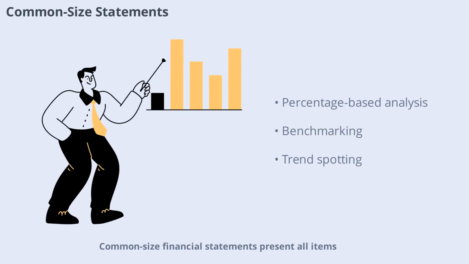Common-size financial statements present all items as a percentage of a base figure, such as total assets or total sales. This approach makes it easier to compare companies of different sizes and analyze trends over time. Common-size statements are particularly useful for benchmarking and identifying structural changes in a company's finances.